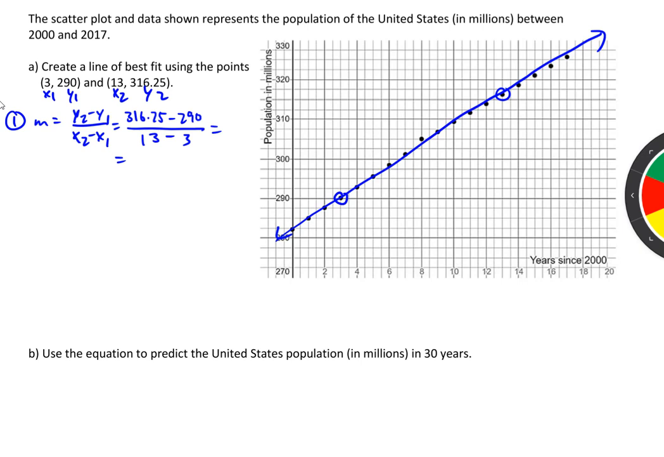316.25 minus 290. This is going to be 26.25, and this is 10. So 26.25 divided by 10 is going to be 2.625, something like that. Okay.